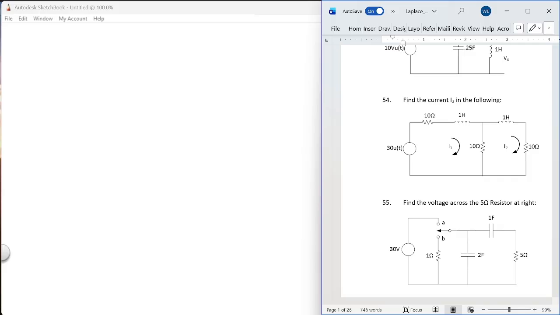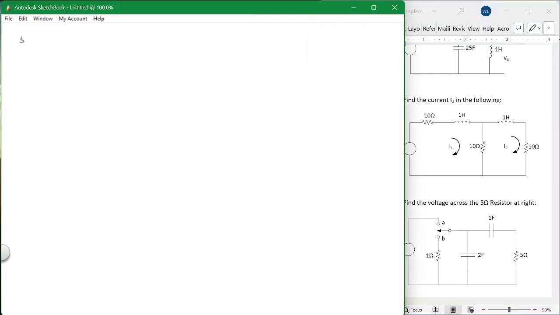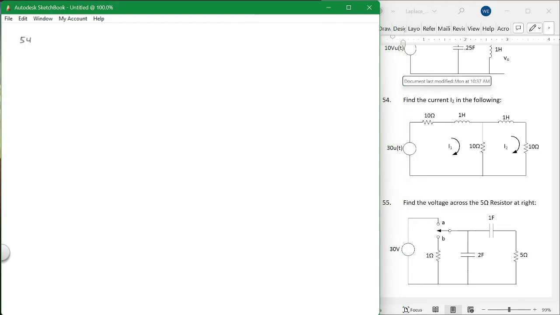So let's solve. All right, so how would you do number 54? All right, let's do number 54. So how would you do that one? All right, so you've got 30 U of t, and you've got 10. And by the way, this is exactly out of, except for the 30, I think they had 100, but this is exactly out of Van Valkenburg.